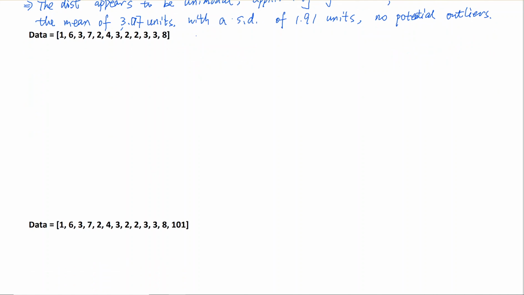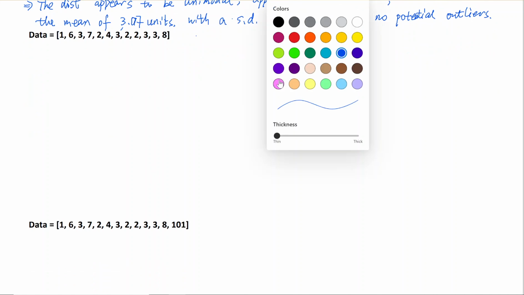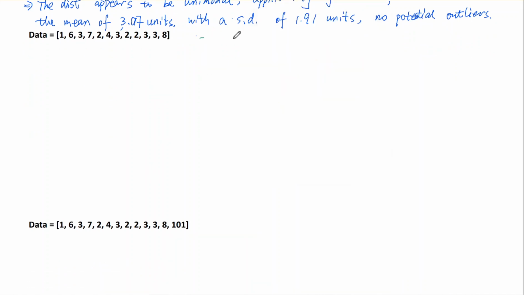Okay, so let me change another color. Let's say this color would be good. Okay. All right, next data. Once we have the data, we still need to draw the histogram, right? So now for this data, the minimum is 1, the maximum is 8, right? So you have 1, 2, 3, 4, 5, 6, 7, 8.